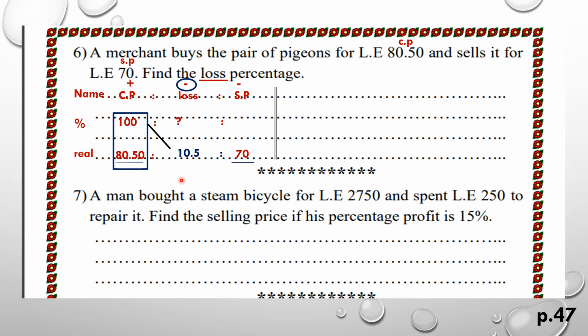We can find the loss percentage. Loss percentage equals 10.5 times 100 over 80.50 equals 13.04% approximately.